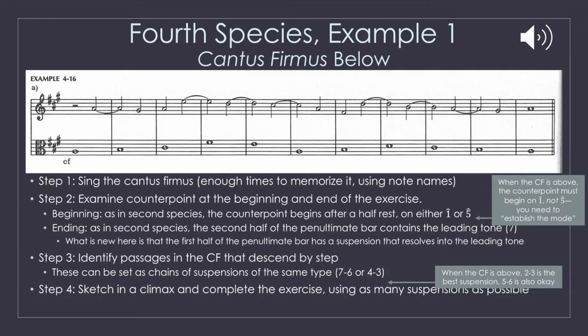Okay, so then once you've done all of the above things, you don't have that much left. You sketch in a climax. Here we can see there's basically a climax in bar 3, the end of bar 3 with the high E. And then you complete the exercise using as many suspensions as possible. So we can see there's a suspension in bars 1 into 2. There's a suspension in bars 4, 5, and then the penultimate bar and the semi-penultimate bar. But the other ones don't have suspensions, but they do have tied notes. And when they don't have tied notes or suspensions, it's just operating in second species.